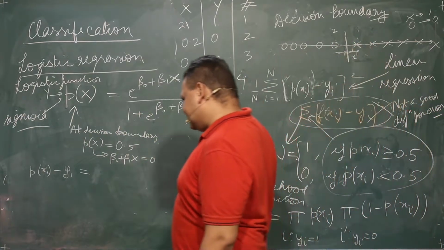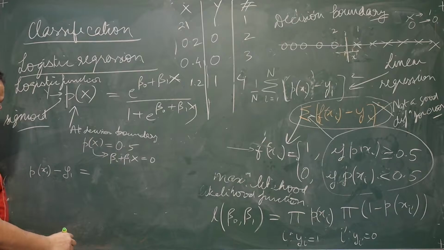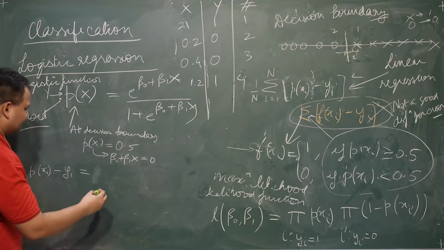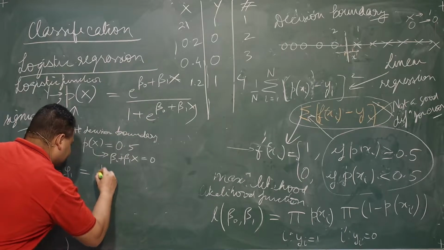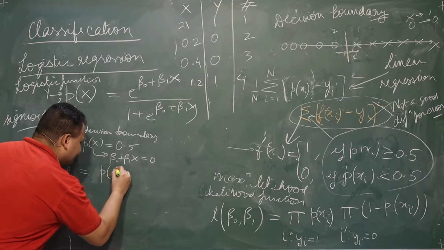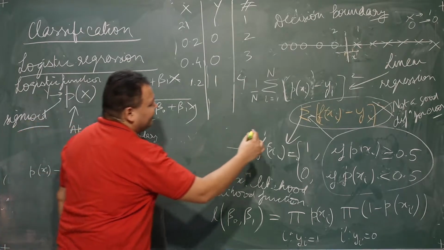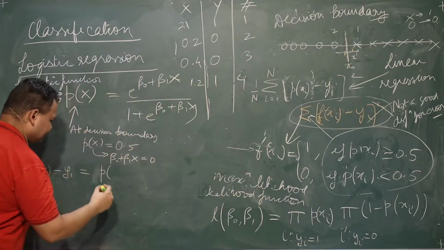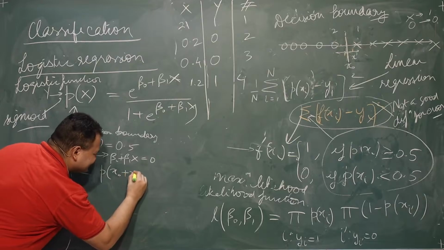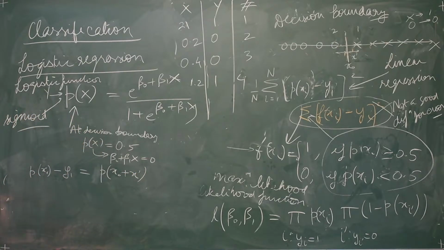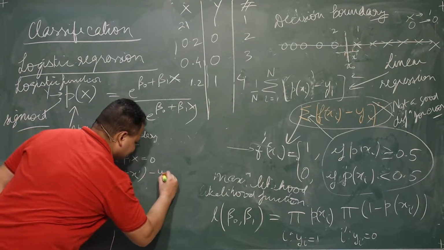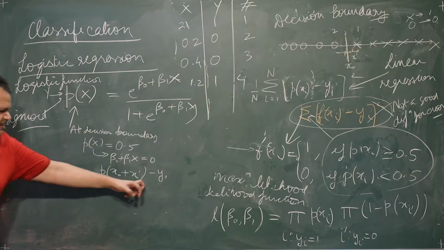Okay. So let me do something. So this is going to be p of my decision boundary. Let us call that x0. It is going to be p of x0 plus x dash. Can p x1 be written like that? Yes, sir. Minus y1. So this is your first term.